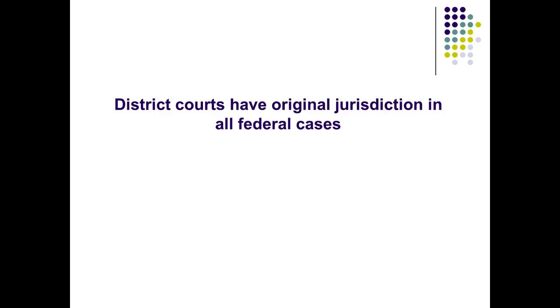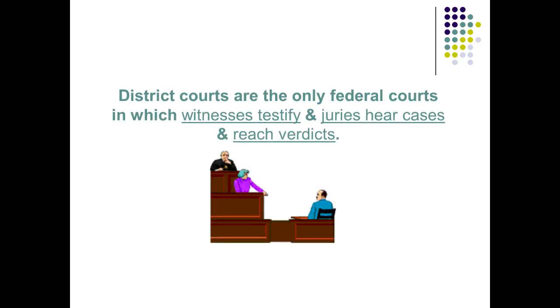So for the most part, if you see the term "who has original jurisdiction" in a blankety-blank case, it's going to be the district court level. We will talk about the exceptions to that later on. District courts are where you hear witness testimony, where you see juries, where verdicts are attained. So guilty, not guilty. Liable, not liable. That is determined at the district court level.